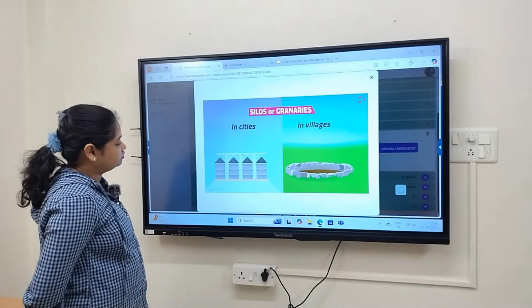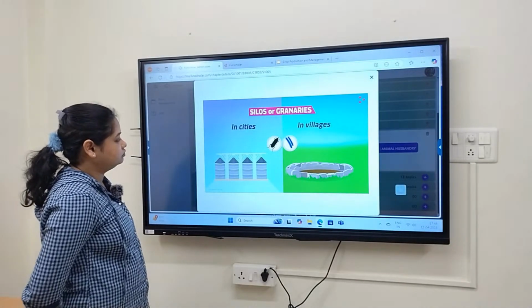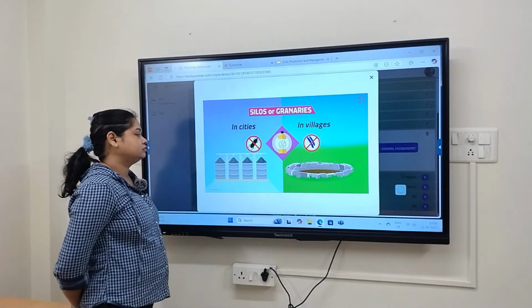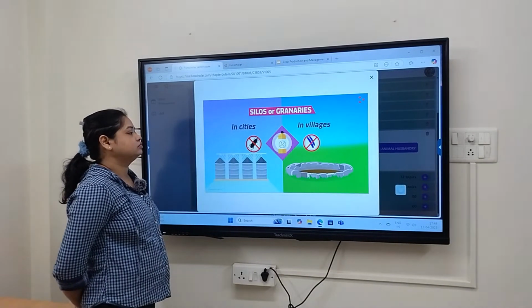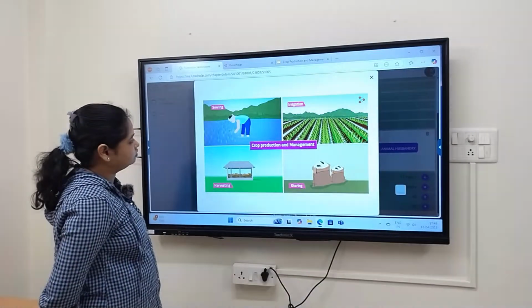In huge structures like these, grains are protected from pests and bacteria by spraying chemicals in them. Specific chemical treatments can help prevent a huge amount of this grain from damage. With this, we have completed the idea of crop production and management.